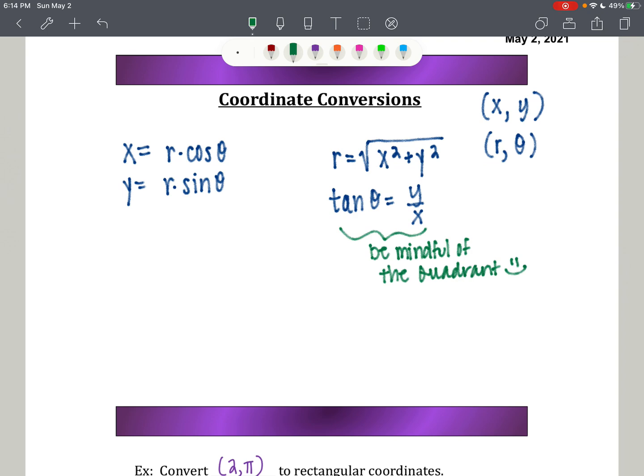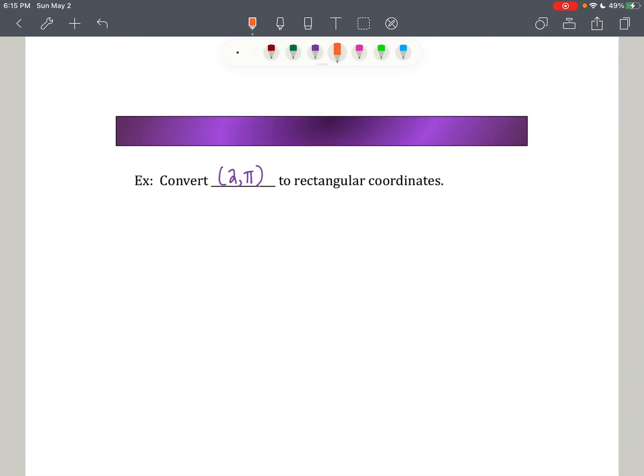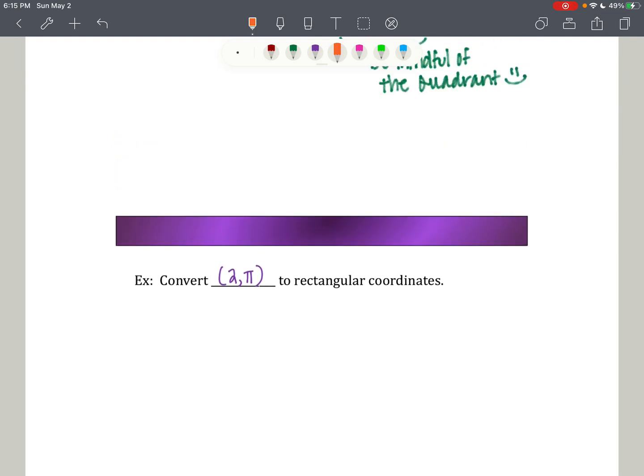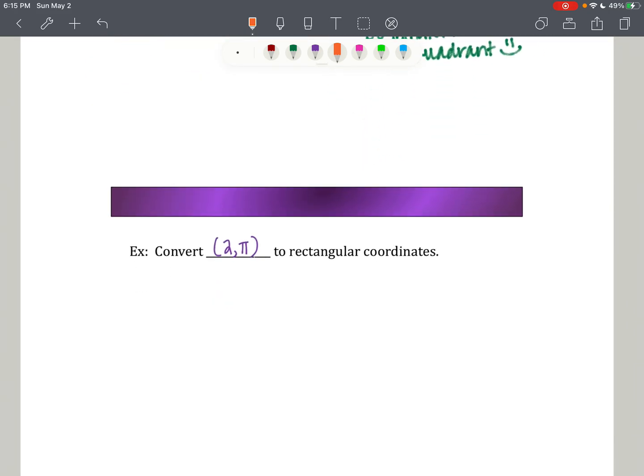Okay, so let's put these to use. This is to find x and y, and this is to find r and theta. So that might help you when you're looking back at your notes. These seem pretty straightforward as you go through these examples. But when you're putting it all together, be patient with yourself if you forget. Go back to your notes, utilize your notes, and if you're writing everything down, hopefully these notes will help you.